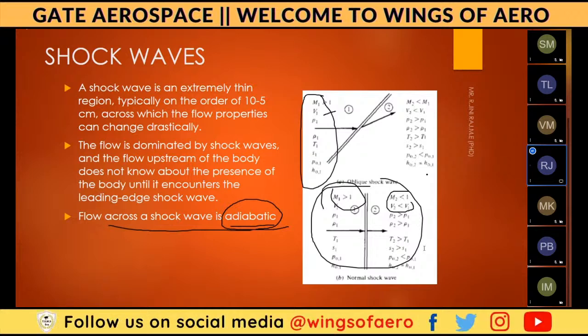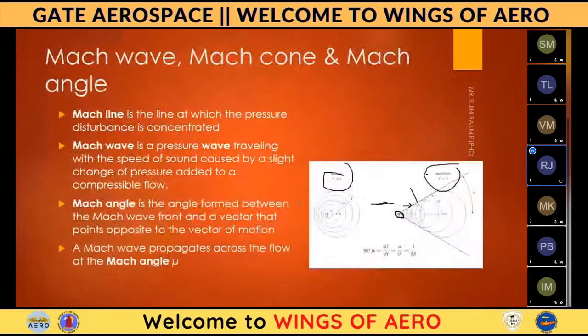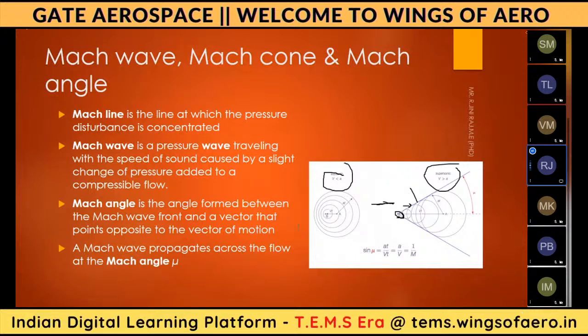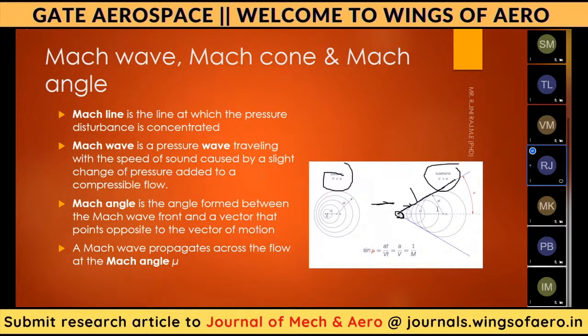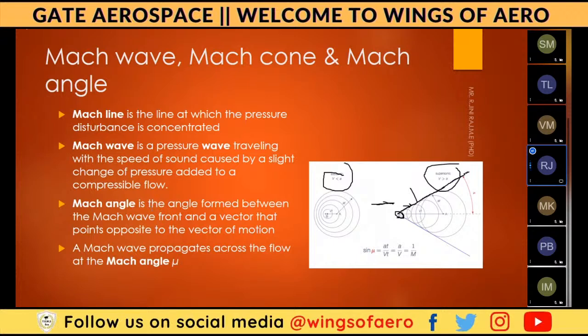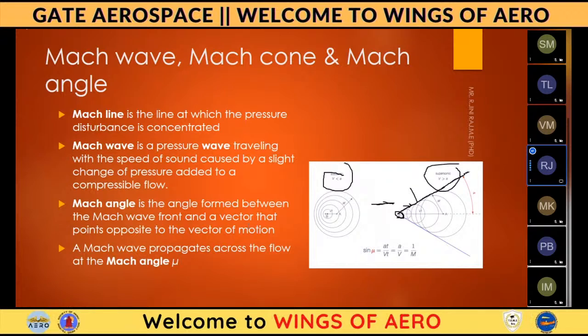Okay, fine. So next thing is Mach wave, Mach cone, and Mach angle. First of all, we should know what is Mach line. See here, there is a blue color line. This blue color line is called the Mach line, because this is the place where all the pressure disturbances are concentrated. The airflow gets compressed, and a pressure layer is formed. This pressure layer is called Mach line.